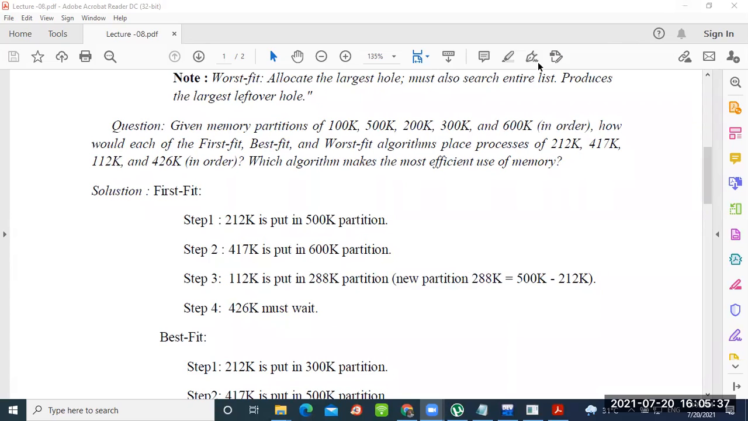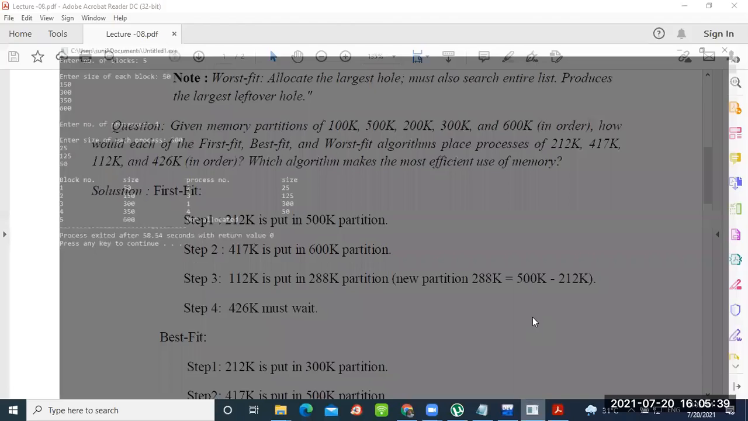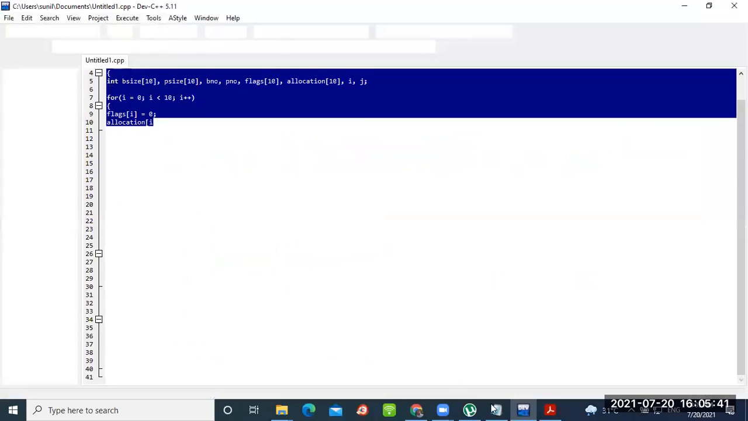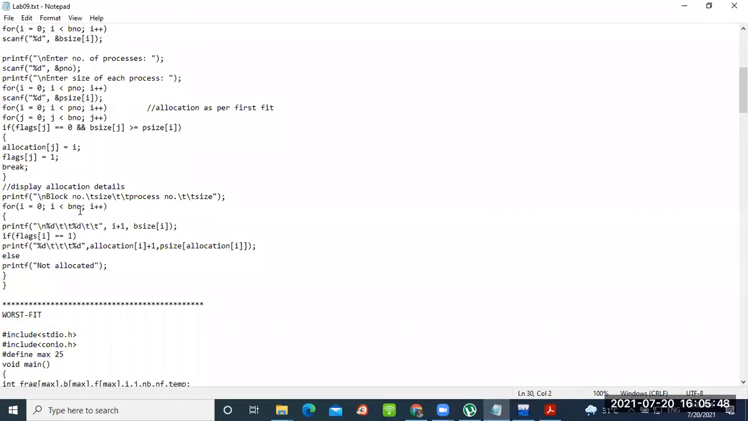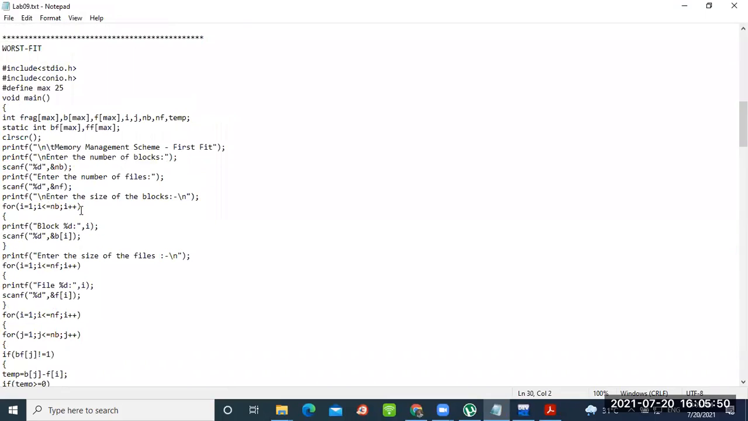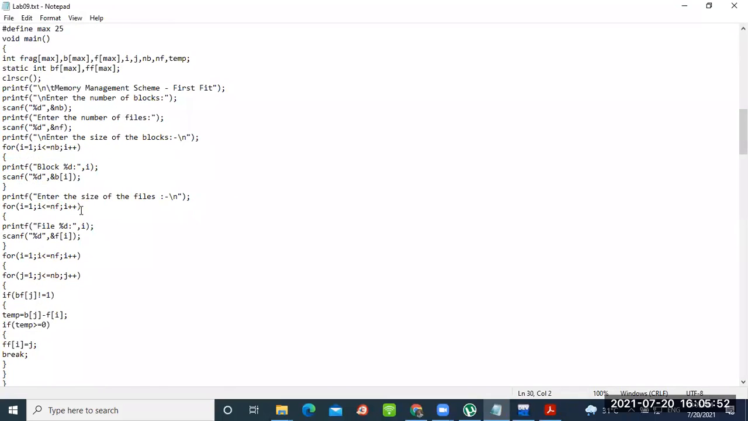So let me quickly move to the second algorithm. Okay, the second algorithm, which is our best fit. I think best fit or worst fit. Yeah, the second is our worst fit. Okay, now we are talking about worst fit.